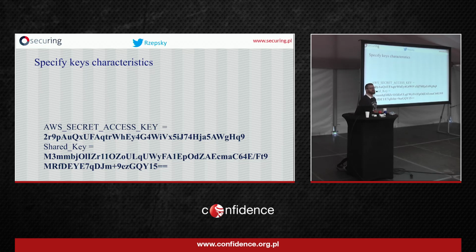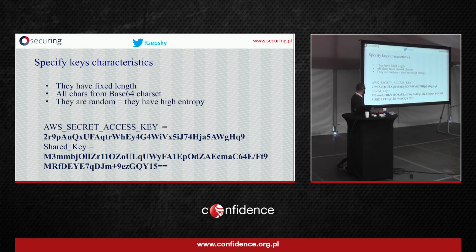Perfect. High entropy. What else? Okay. Thank you. Any other suggestions? So the high entropy, we will go back to it. What else? Base 64. What else? And the length, exactly. So we found all of them. They have fixed length. All of the keys are always the same length. What is more, the characters from the keys always come from the base 64 character set. And they are random, which means they have high entropy.